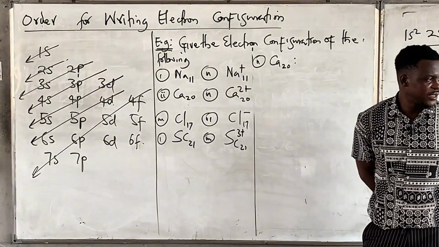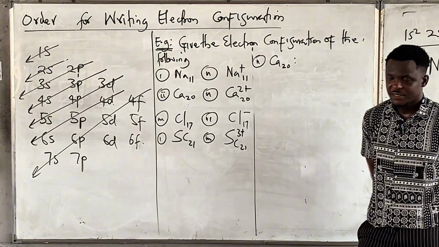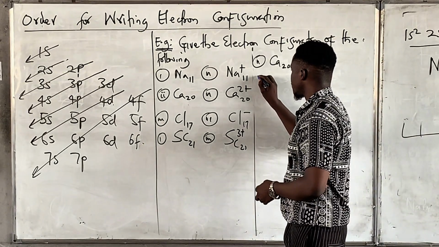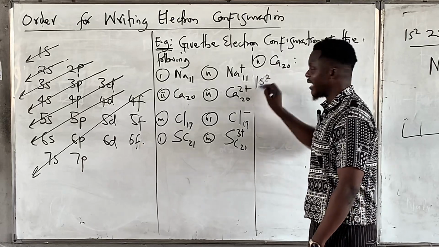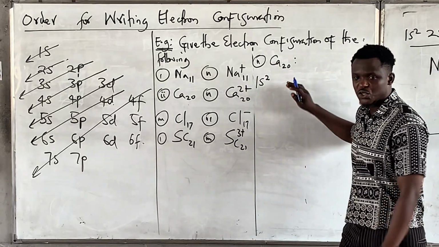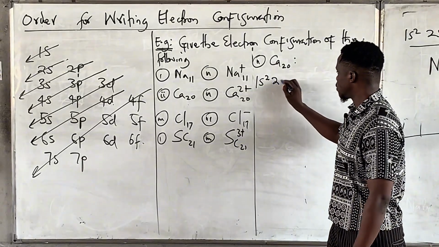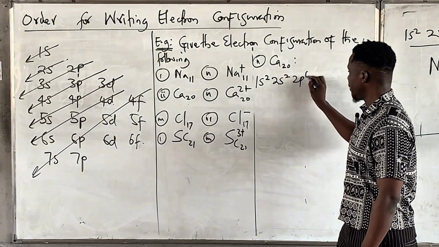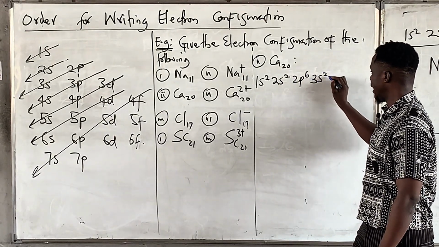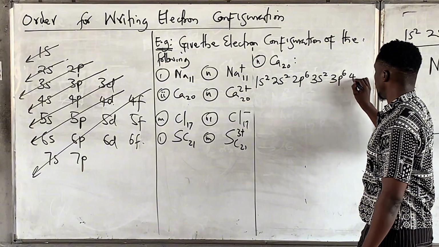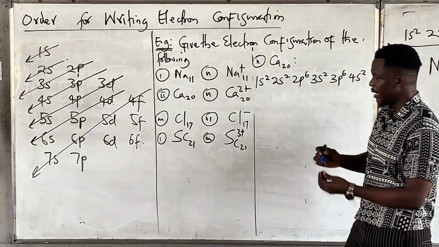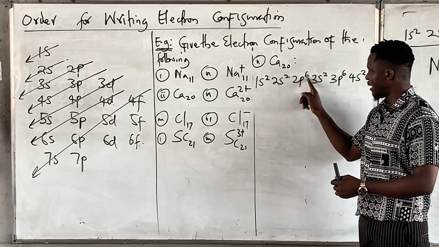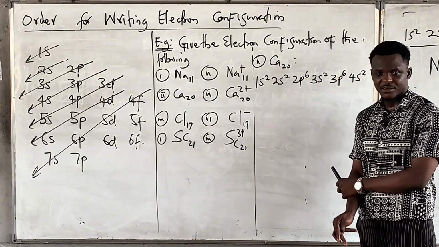What's the atomic number of this guy? 20. So we start. 1s2. We have used 2 electrons. 2s2, 2p6, 3s2, 3p6. That is it. The electron count is 2, 4, 10, 12, 18, 20.